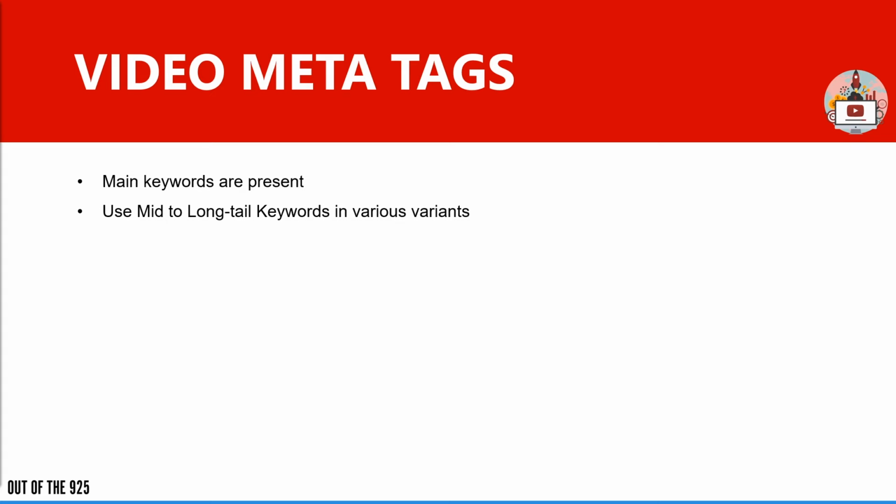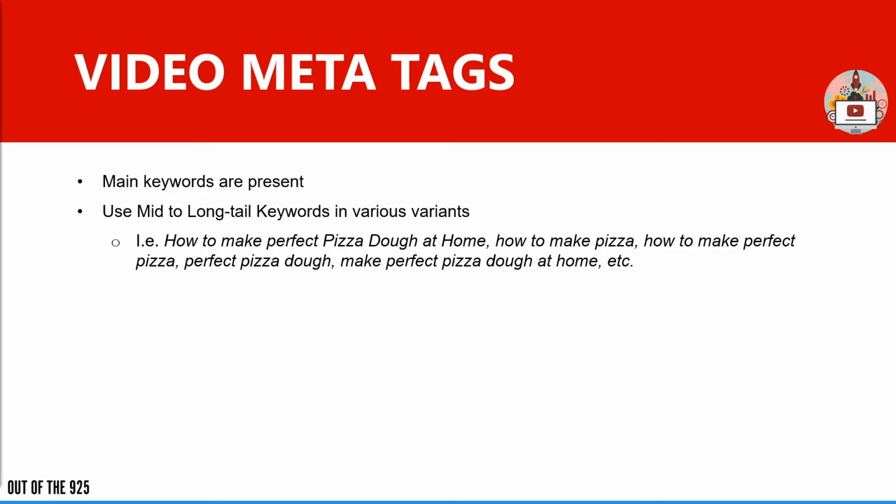Alright, so for your video meta tags, you want to make sure that your main keywords are present in them. You want to use mid to long tail keywords in various variants. So if your video is on how to make pizza, and your title is how to make perfect pizza dough at home, you want to include that full long tail keyword and then a few variants that you can find in that title. So how to make pizza, how to make perfect pizza dough, make perfect pizza dough at home, etc.